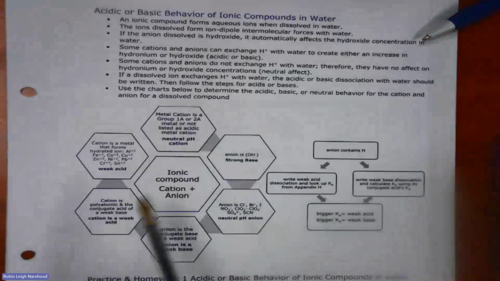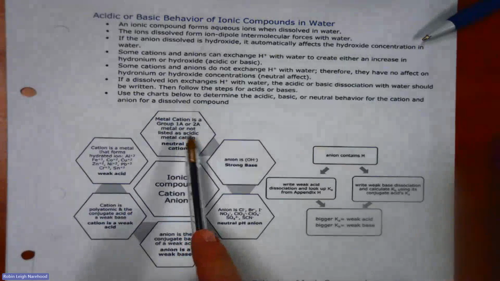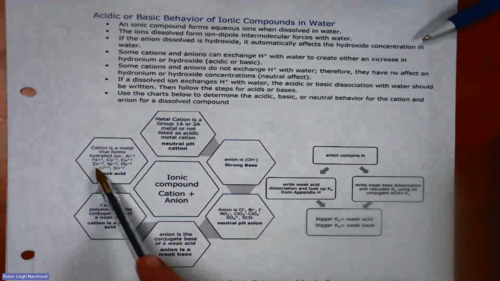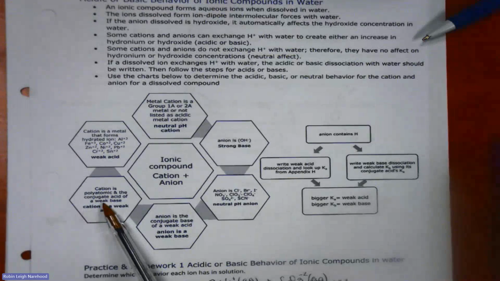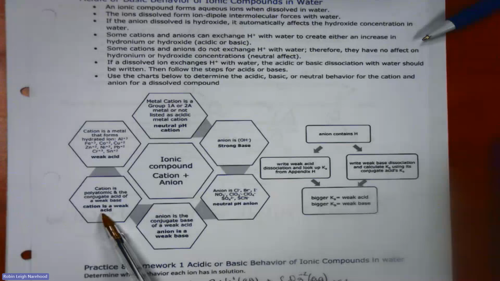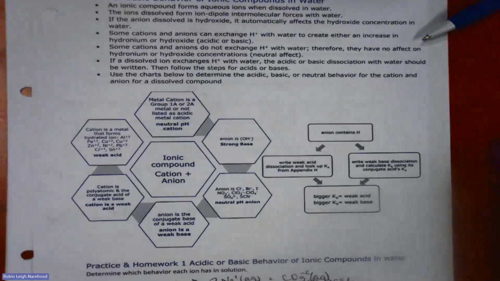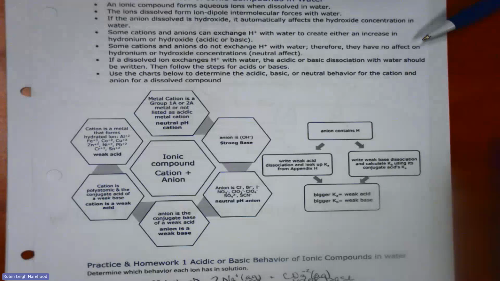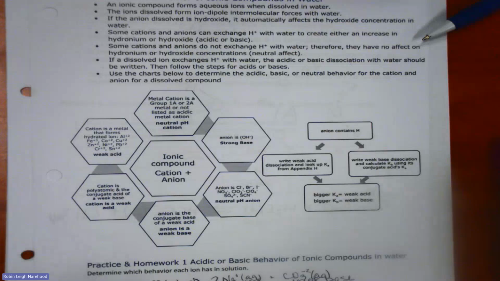And so here are the choices. These are the cations that are neutral. If it's a metal cation that is not one of these listed, then the metal cation is neutral. If it is a polyatomic cation, it is a weak acid. So if it's a polyatomic ion that's a cation, and those exist, almost every medication that you take is a polyatomic cation, for things like allergies and other things, right?